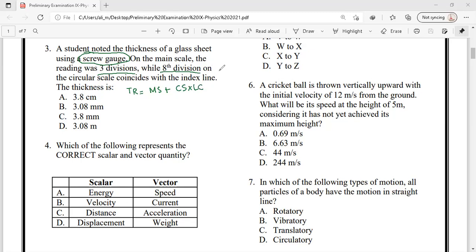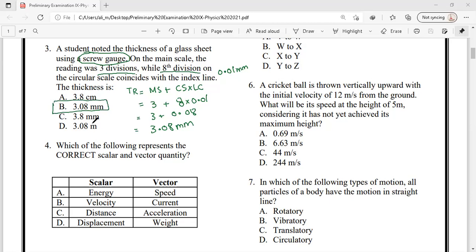So the least count for the screw gauge is 0.01 millimeters. So main scale will be 3 and circular scale will be 8 multiplied by 0.01. So our final answer would become something like this. Total reading is 3.08 millimeters. So the correct answer is option B.